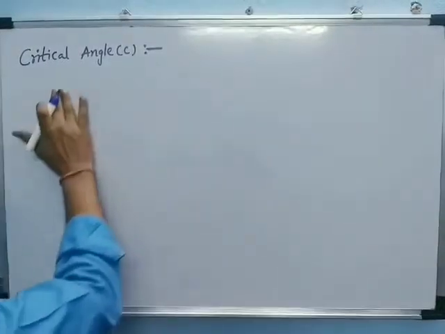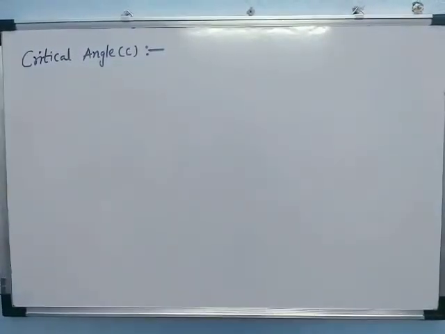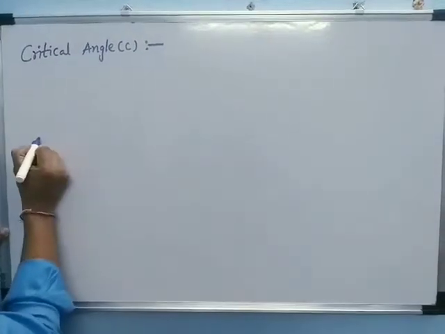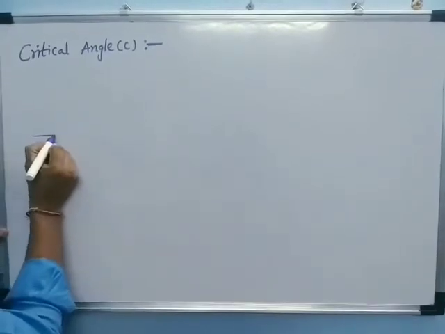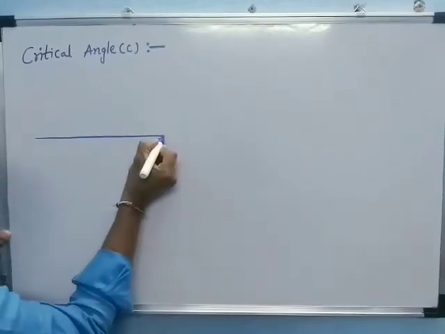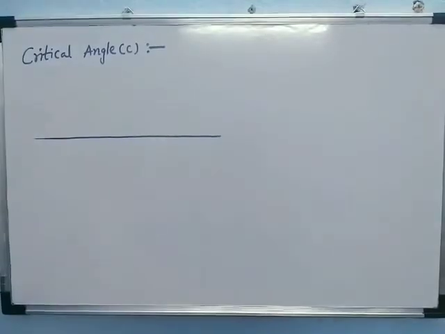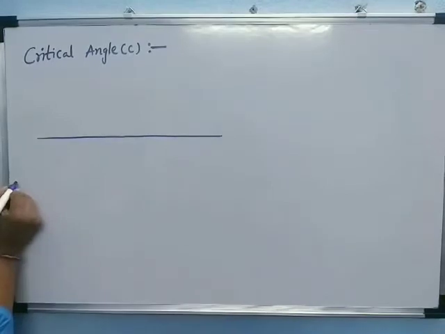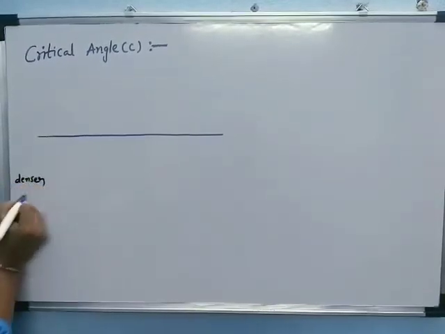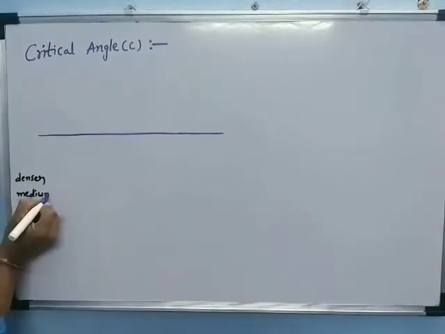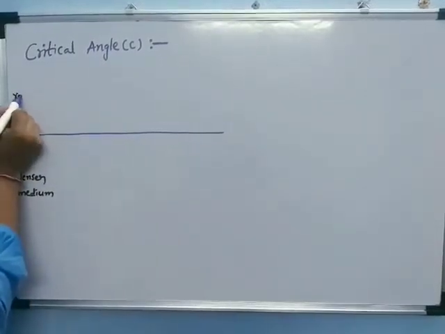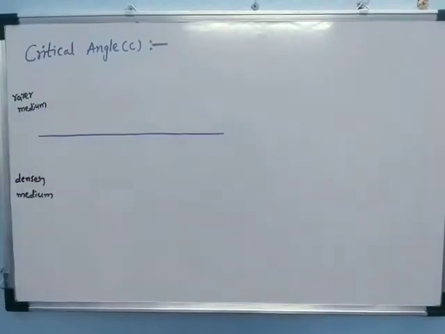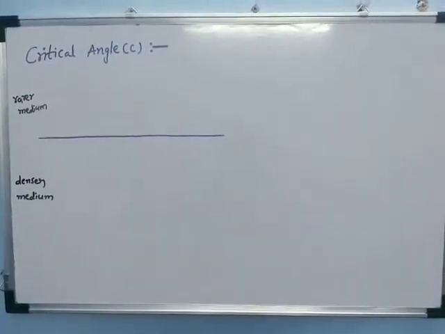Next we'll be discussing the topic of the critical angle. Let us consider two mediums separated by a surface. One is considered the denser medium, and the other is considered the rarer medium.